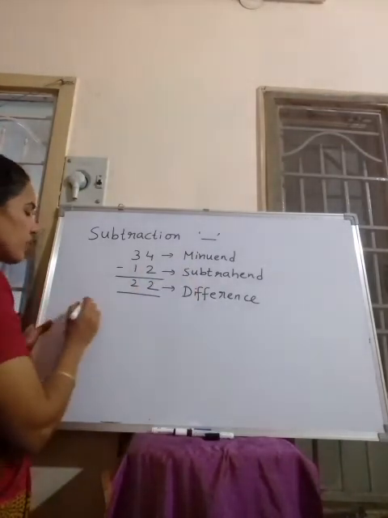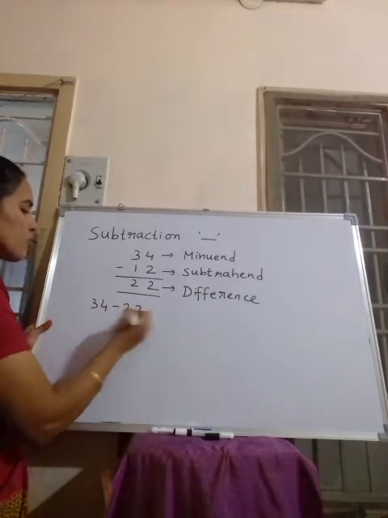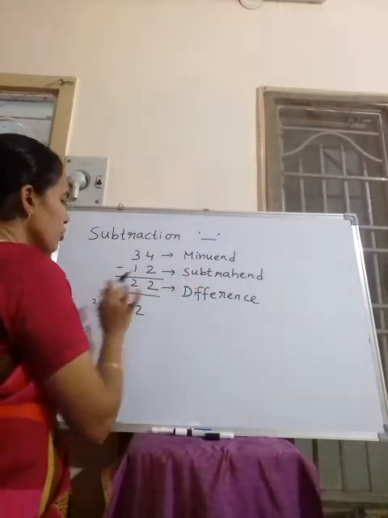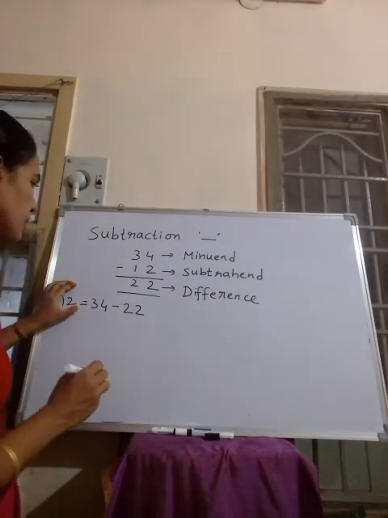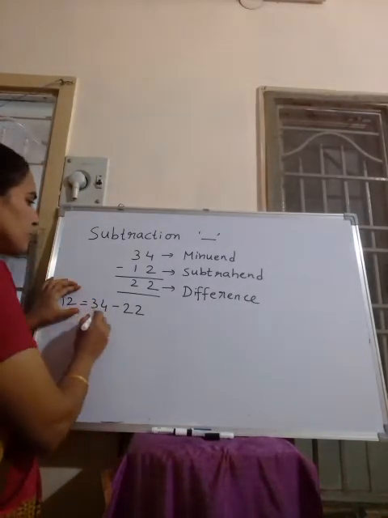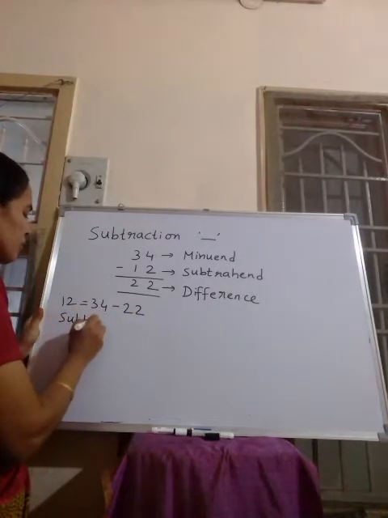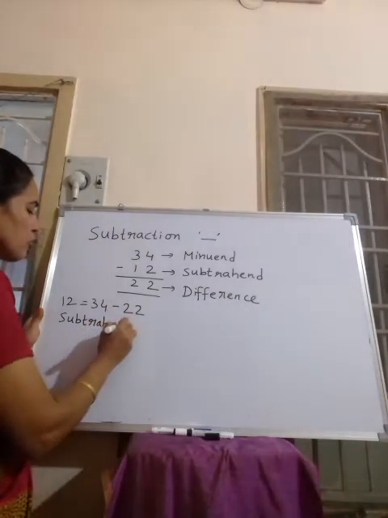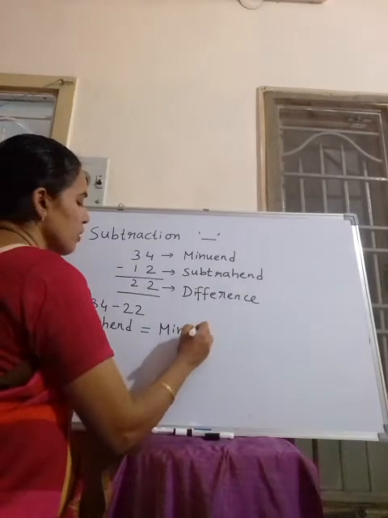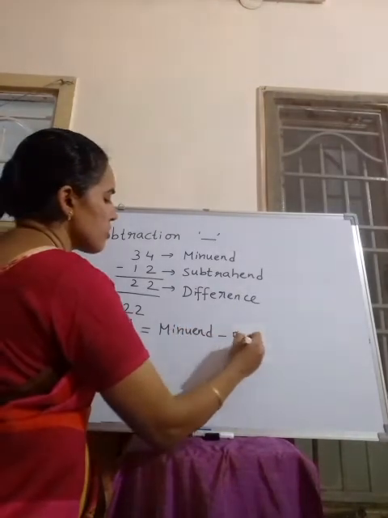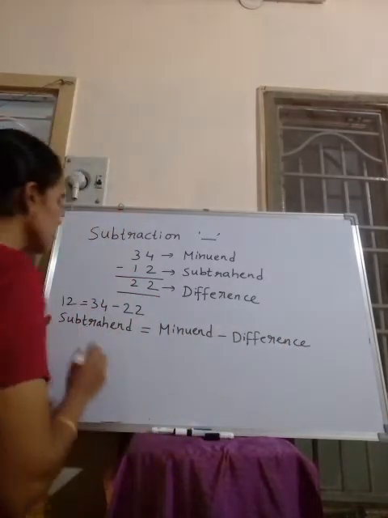If we want the subtrahend, 12, it is nothing but 34 minus 22. That is, subtrahend is equal to minuend minus difference. Minuend minus difference gives the subtrahend.